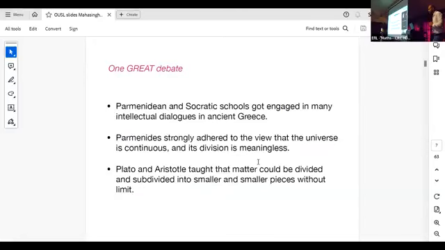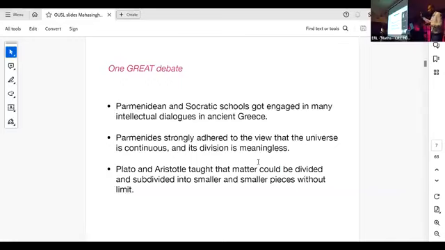So I'm drawing your attention to one great debate that was there in ancient Greece. This is a very important point in the history of mathematics. This debate continued for thousands of years. There were two schools. I think everybody has heard about Socrates, at least the Socrates who committed suicide, and there's even a very nice single drama about Socrates. Everybody has heard about Socrates, I suppose.